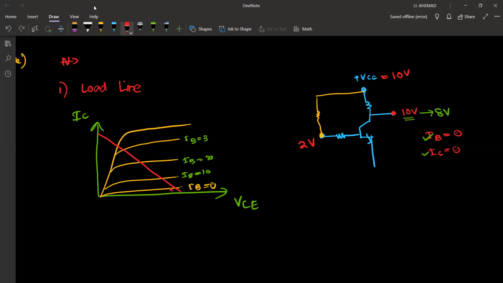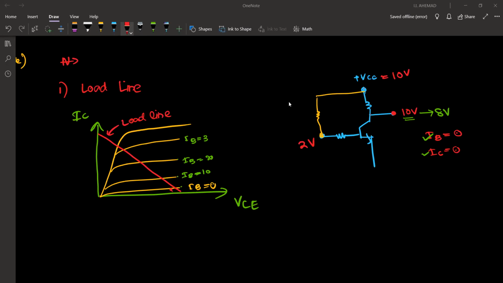So that line we call the load line. The transistor will be working in this line. Always the output will be somewhere in this line. Is that idea clear? Both of you okay with that?